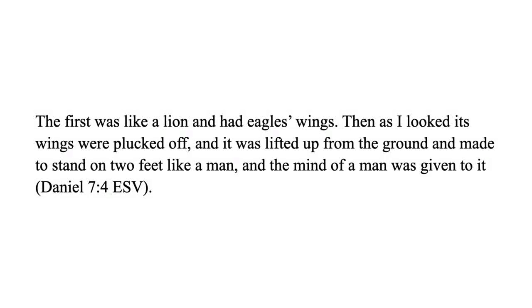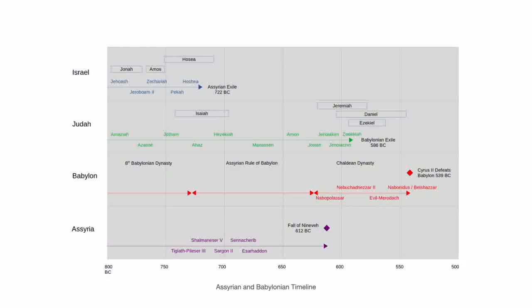Then as I looked, its wings were plucked off, and it was lifted up from the ground and made to stand on 2 feet like a man. And the mind of a man was given to it. Again, this is from Daniel chapter 7, verse 4. Now, Daniel, in his vision of his first beast, is describing the ancient Babylonian Empire.